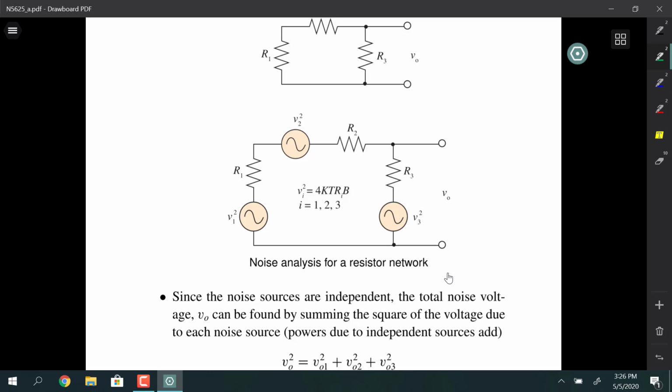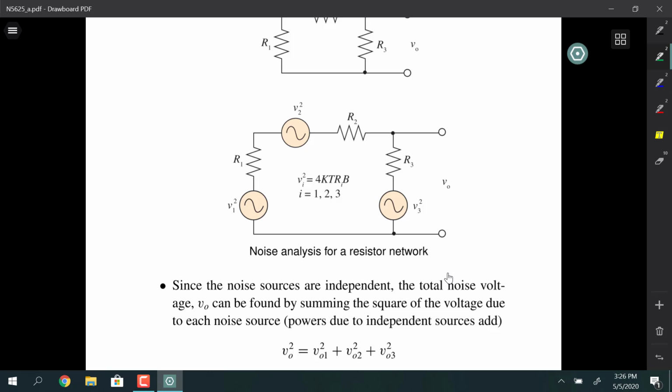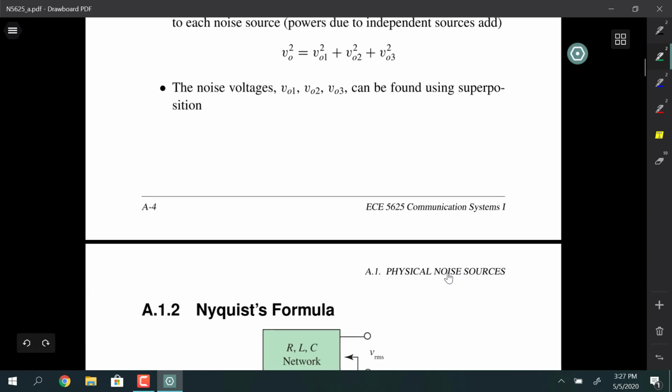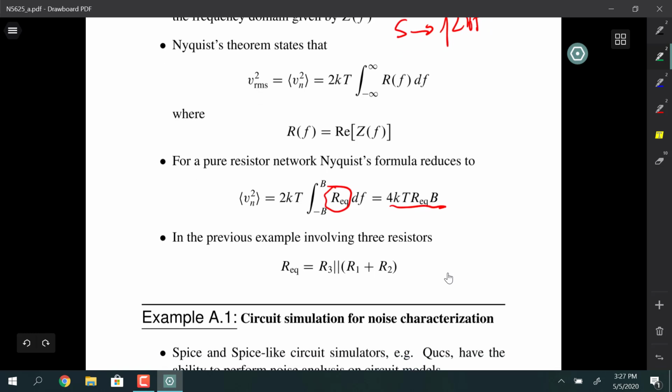But for this circuit right here, before we had Nyquist's formula, we had to superimpose all the noise sources. And there will likely be at least one problem on the final that will involve this type of calculation. But with Nyquist's formula, it says, no, we don't have to do that. We can just get the impedance looking into the circuit. And once we have that impedance, in particular if it's a purely resistor network, then the noise is just 4kTR equivalent times the bandwidth B. So that's a really nice result.